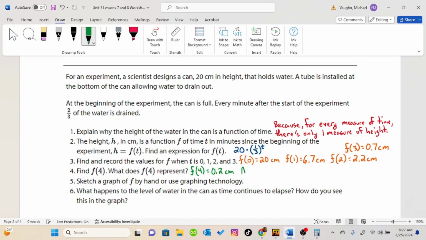That means after 4 minutes, the height of water is 0.2 centimeters.